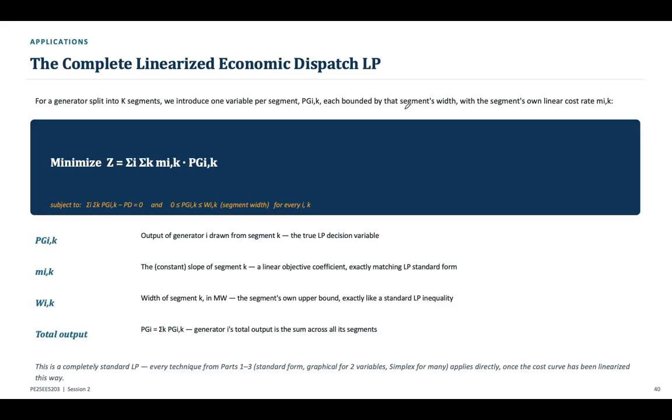This is very much important. Imagine a generator cost curve as a smooth upward curving function of generator output. Instead of representing that curve with one quadratic equation, we divide the operating range into several sections. Within each section, we replace the curve by a straight line. The slope of a segment represents the average incremental cost over the interval. If one segment covers 0 to 100 megawatts and another covers 100 to 150 megawatts, the second segment may have a higher slope because the generator becomes more expensive to operate as output increases.